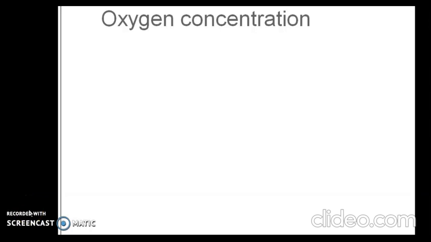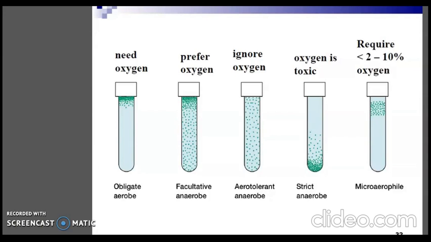The next factor affecting microbial growth is the oxygen concentration. Different microorganisms have different oxygen requirements. Based on the oxygen requirement, the microorganism can be classified as obligate aerobe, facultative anaerobe, aerobe-tolerant anaerobe, strict anaerobe, and microaerophiles.